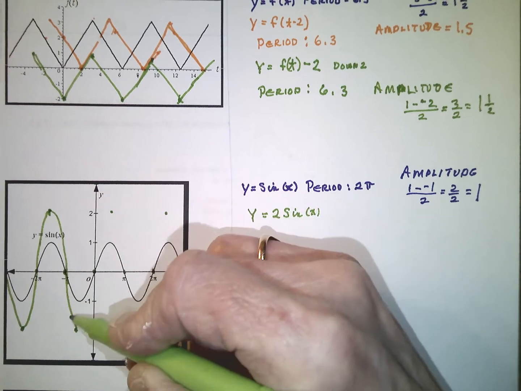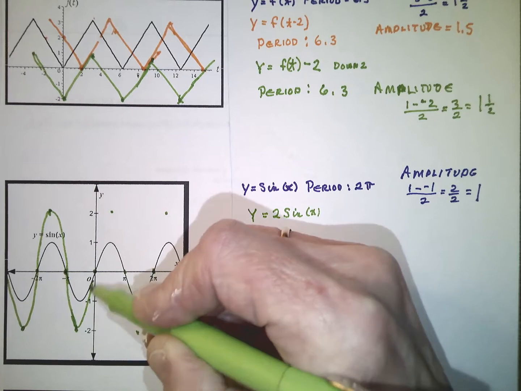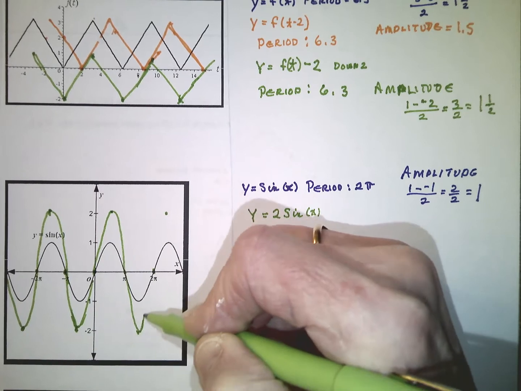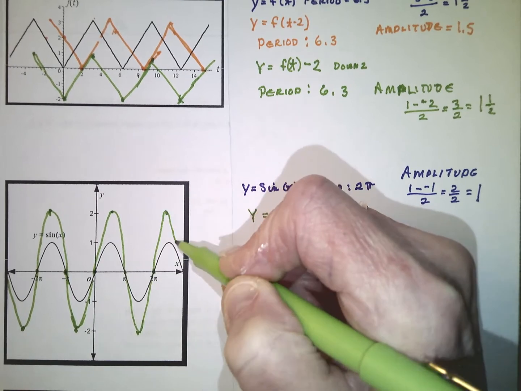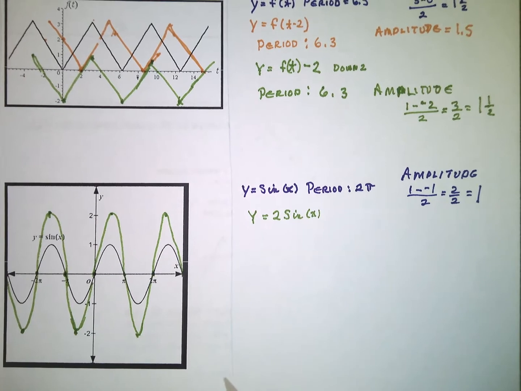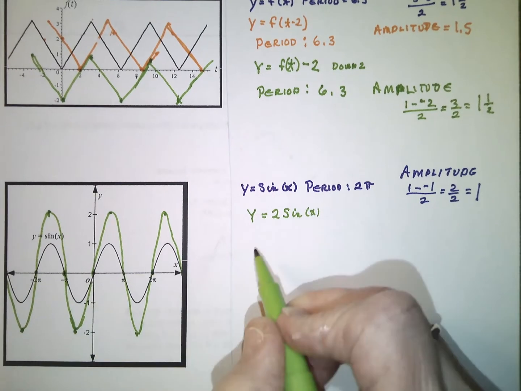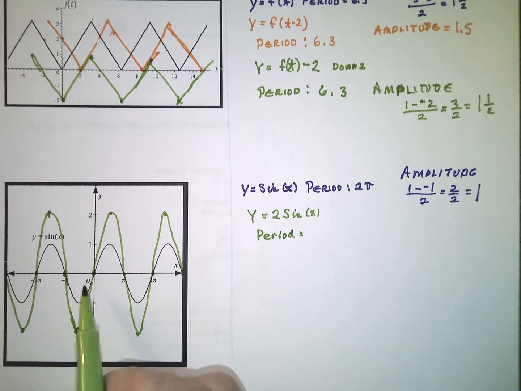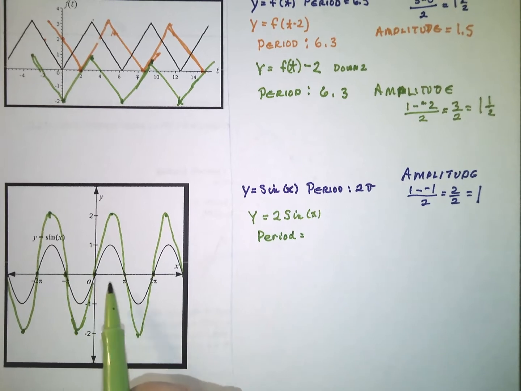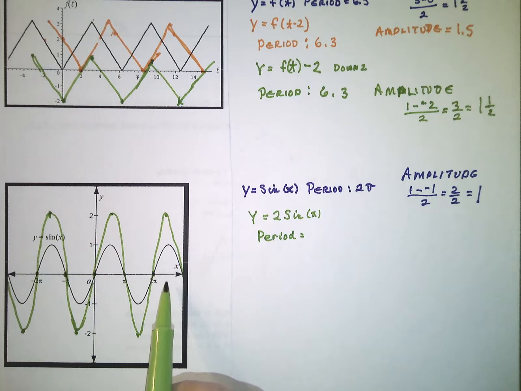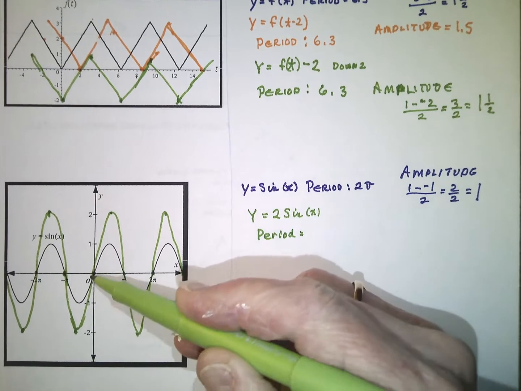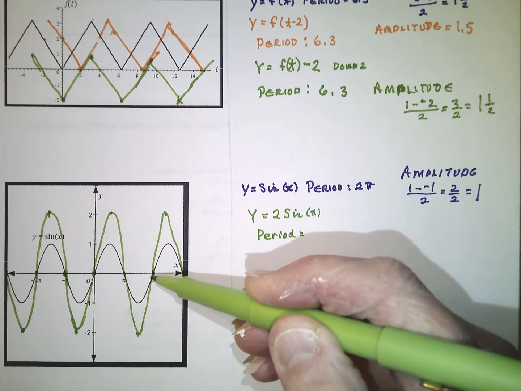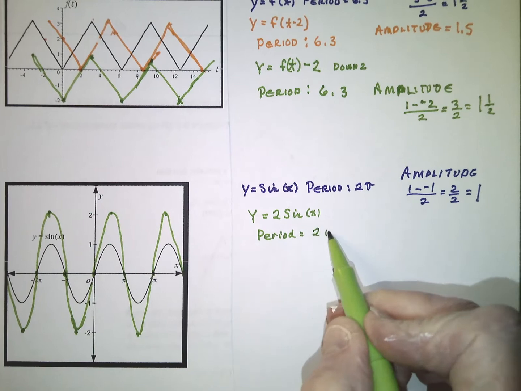Trying to keep some kind of curve in it here, instead of just drawing zigzags. So there's the graph. Its period: how many x values across do we have to go before we get one complete cycle? Well, if we start here at 0, we go up, down, go down negative, come back up again, get ready to start over. Looks like the period is still 2 pi.